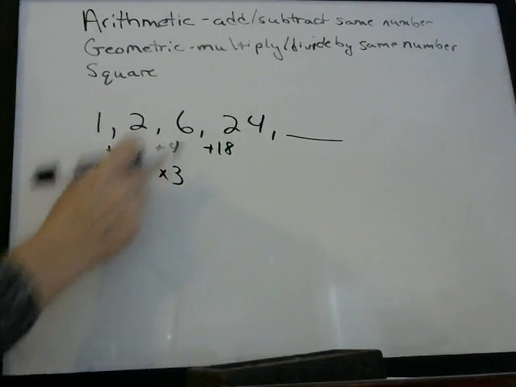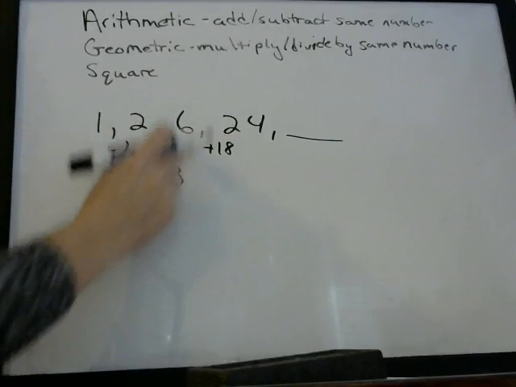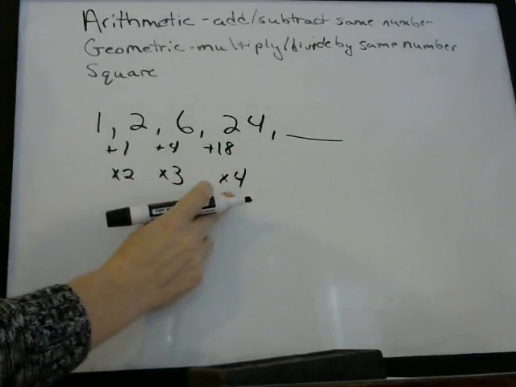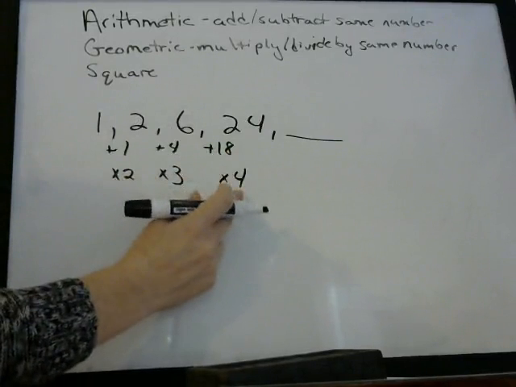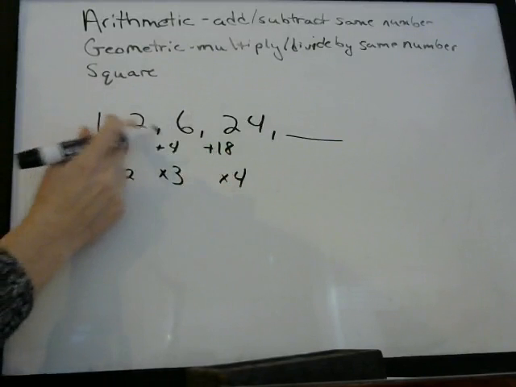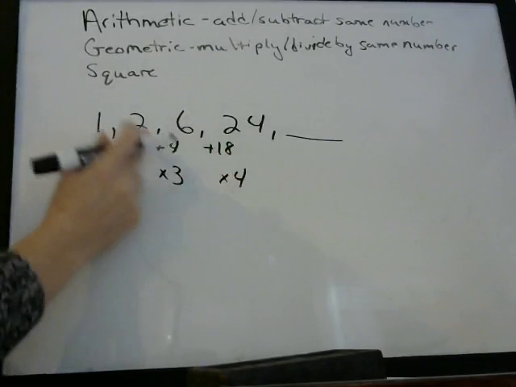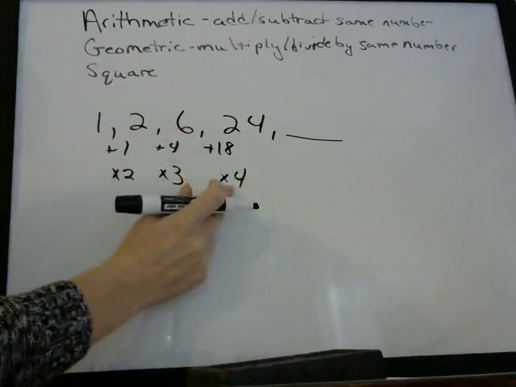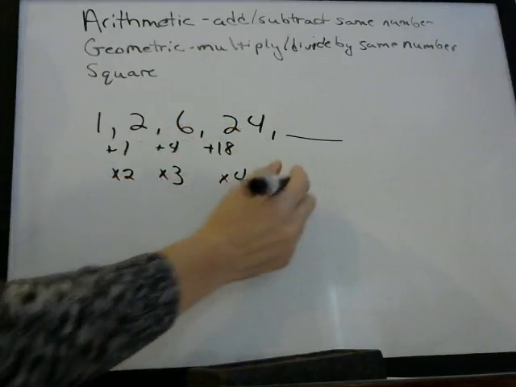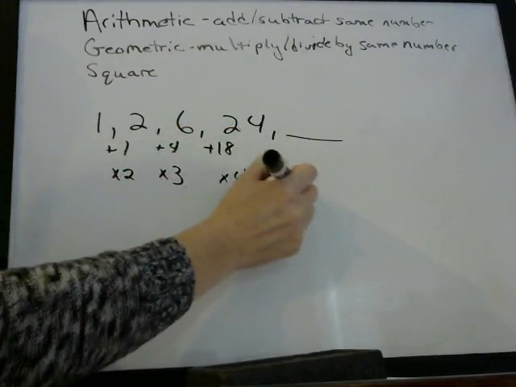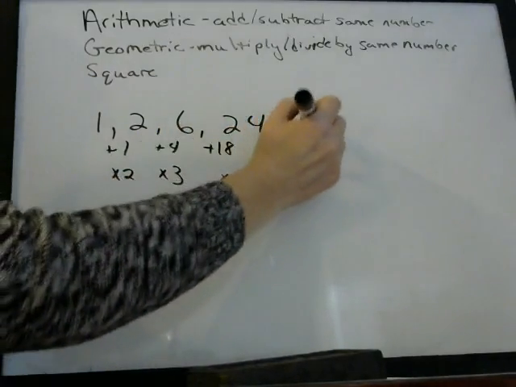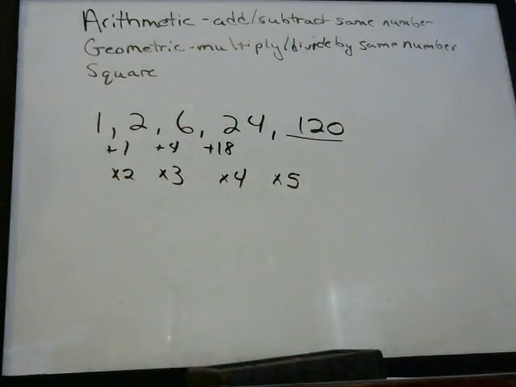They multiplied by 2, multiplied by 3, and 6 multiplied by 4 to get 24. So now there is a pattern in the multiplication line. First we multiplied by 2 to go from 1 to 2, then we multiplied by 3 to go from 2 to 6, then we multiplied by 4 to go from 6 to 24. So this is a pattern, and to get the next number we're going to multiply by 5. You can plug that into your calculator and you would get 120.